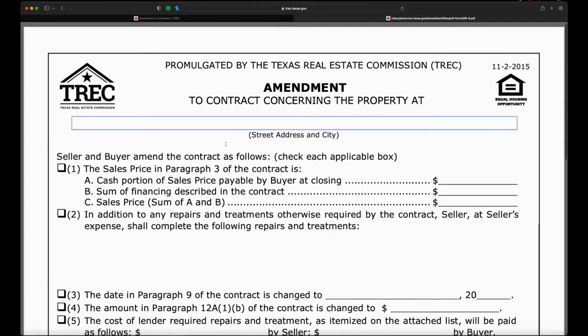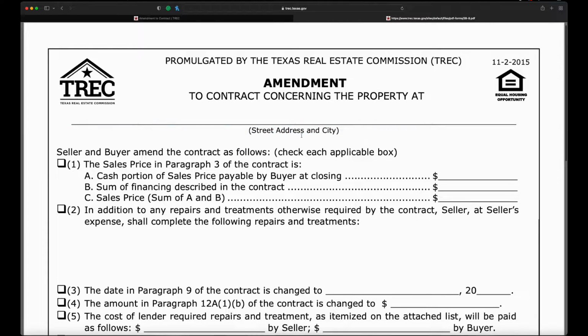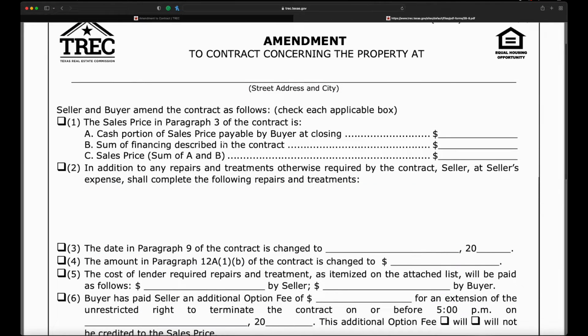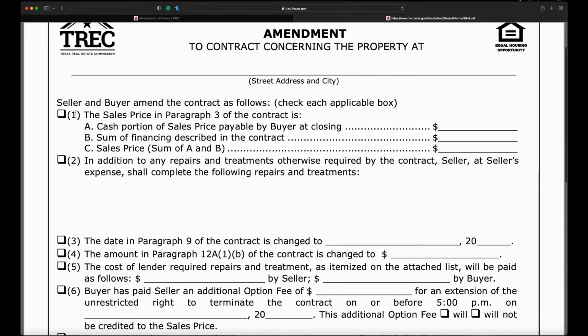Okay? So right here, just what it says, street name and city. So 3500 Memphis Avenue, El Paso. And that's it. That's all you really need to put on here, because this is attached to the contract, which has all the full information.